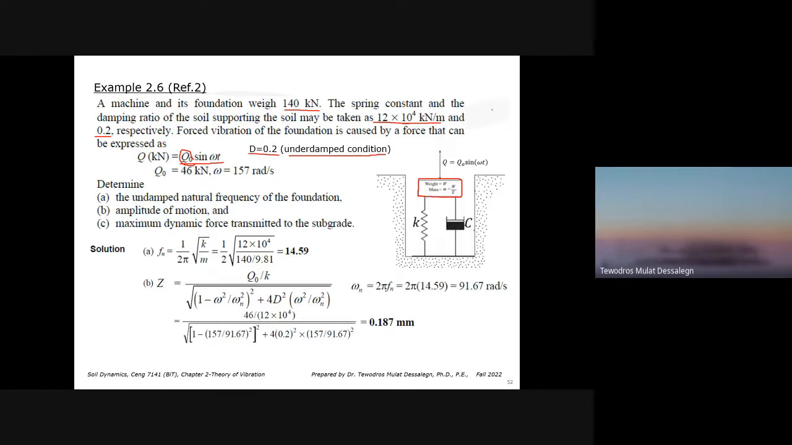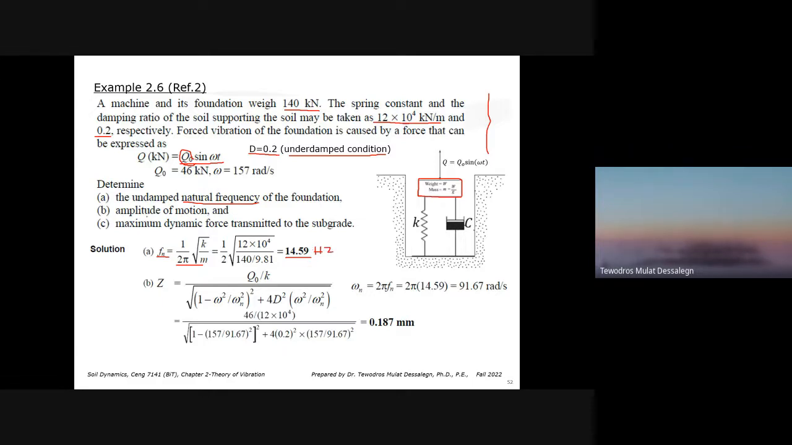Now, these are all the given. But you're asked to determine the undamped natural frequency of the foundation. We know how to find the natural frequency for the undamped case: 1 over 2 pi times the square root of K by M, which has no damping impact on it. So the natural frequency without damping is 14.59. The unit is missing here; it's in hertz, or 1/second.